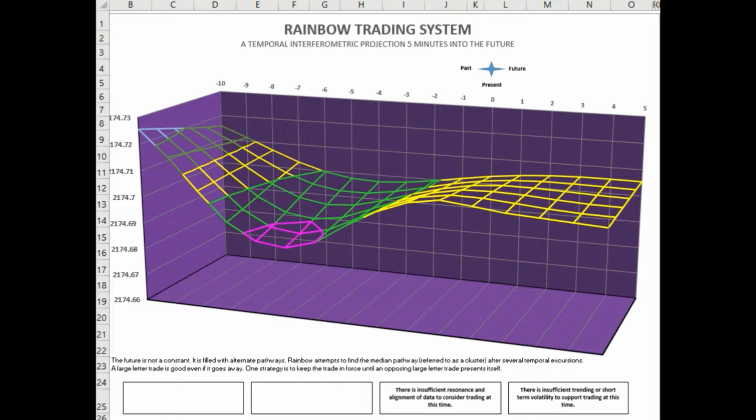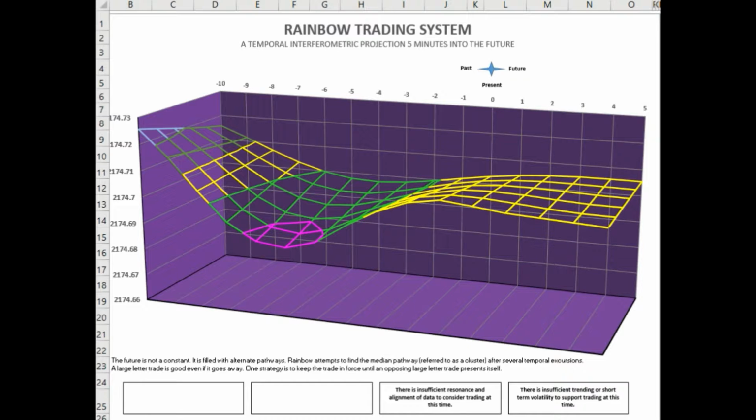The word temporal means time. Using interferometric techniques, we can see ahead of the current time plane, which makes Rainbow the best forecaster on the planet. Simply put, Rainbow tells us two things. Number one, when not to enter the market due to a bad signal to noise ratio associated with low volatility, and two, whether to go long or short, depending upon the TPS, or the temporal prediction surface.